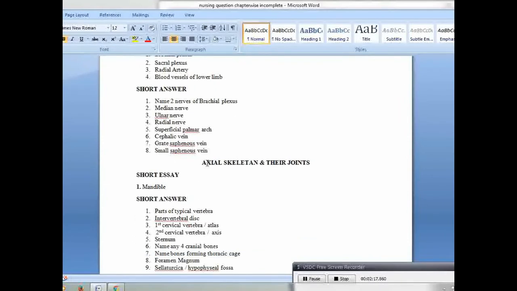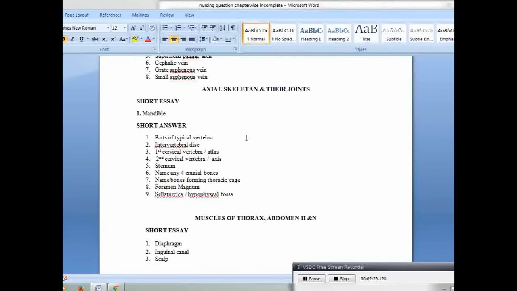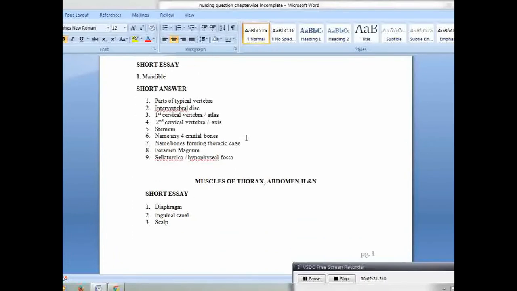Small saphenous vein. You need to mention again from the lateral aspect of the dorsal venous arch, you have the small saphenous vein which is draining into popliteal vein. The next chapter is axial skeleton and their joints. The short essay would be mandible.